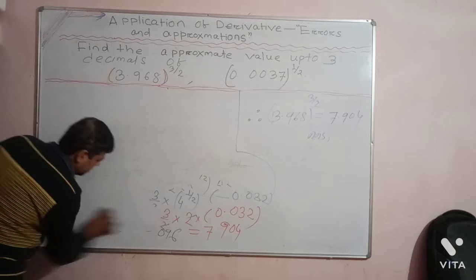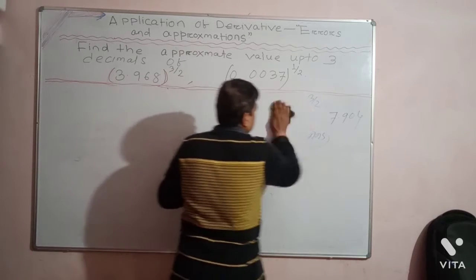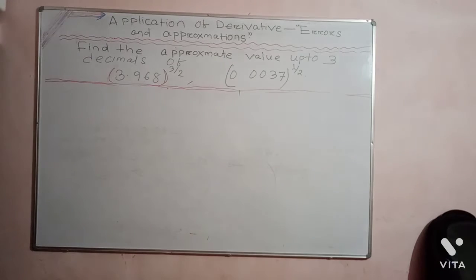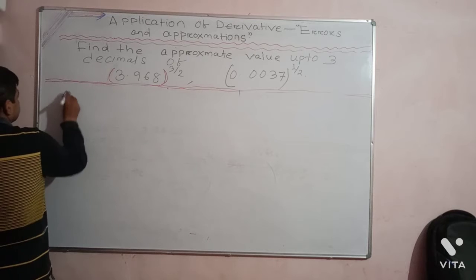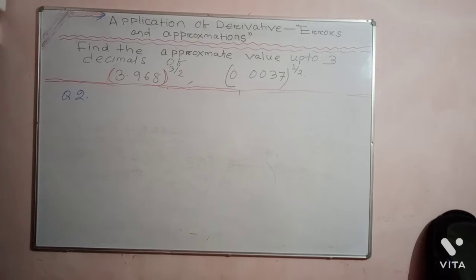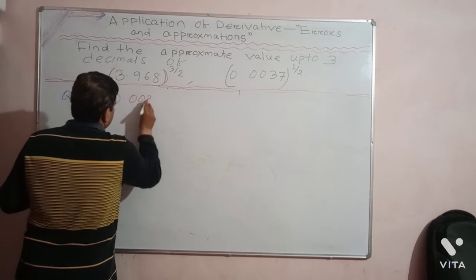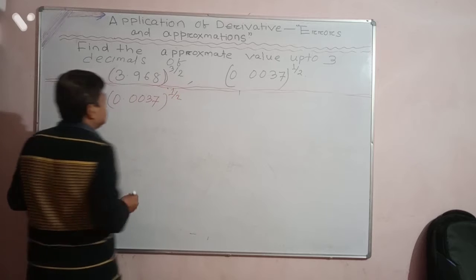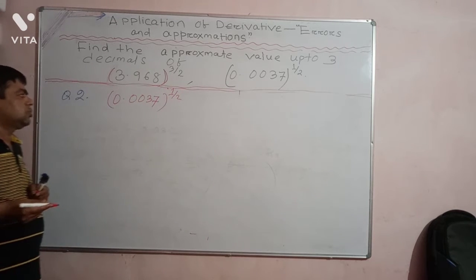Let's move to another question. That is also an interesting question. We are going to discuss a similar process, the same process. So question number 2. You see here, 0.0037 whole to the power 1/2. Here the power is 1/2, which means the square root. You have to find the square root of 0.0037.